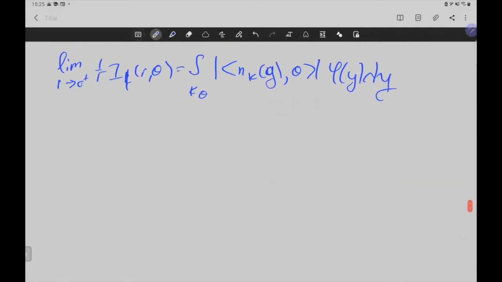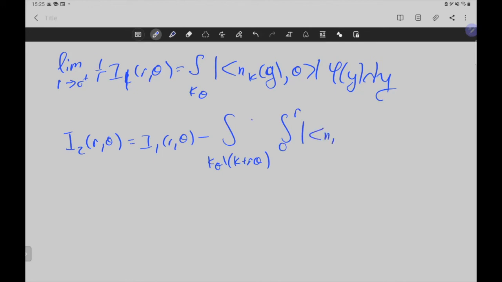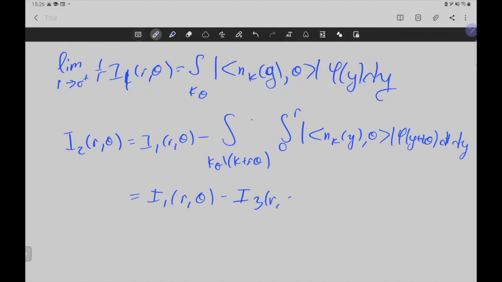So this is I1. I2 is where quite a bit more work goes. We need to split the integral and write it in terms of I1, in fact. So you can write I2 of R theta as I1 of R theta minus some other piece, this integral over the boundary of K minus K plus R theta, and then you integrate from zero to R the scalar product that we always consider, phi of y plus t theta, dt dy. I'll call this I1 of R theta minus I3 of R theta.